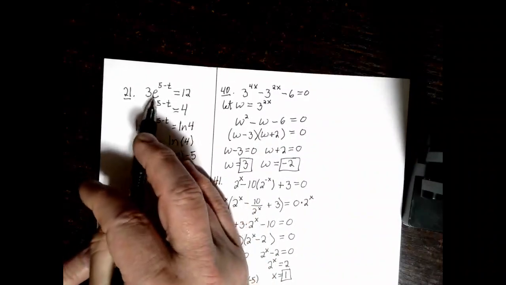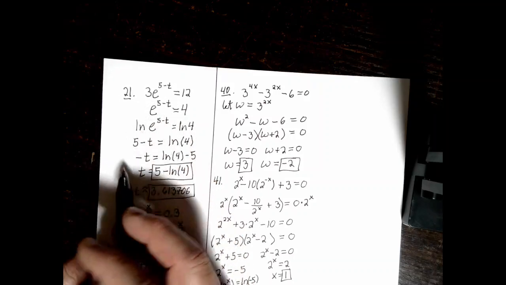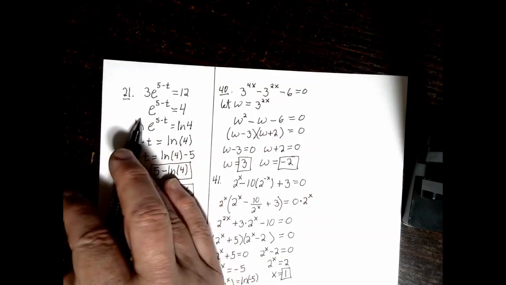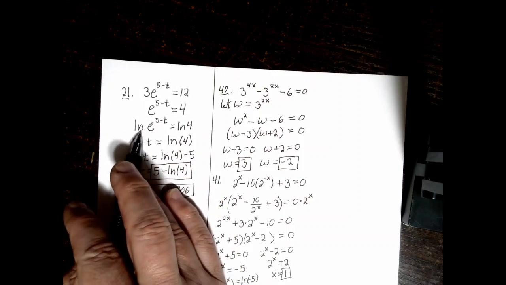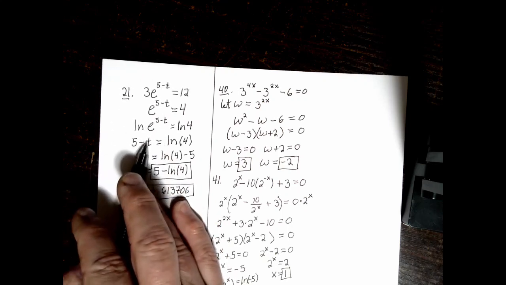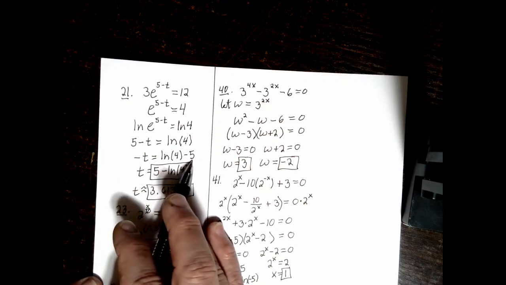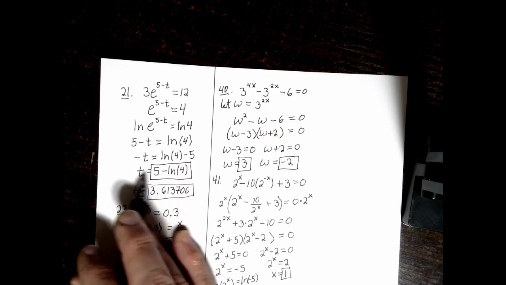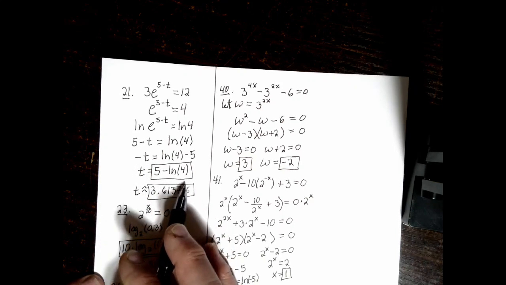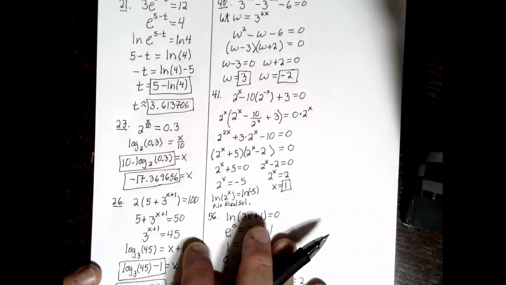21, you got 3 times an exponential equals 12. So get rid of the 3 by dividing by 3. And now you can take the log of both sides, ln, both sides. And when you do that, that means log base e of e to an exponent. And so your answer on the left is just the exponent. Okay, so if you subtract 5, you get this. If you multiply by a -1, it becomes positive 5 and negative ln of t. So there's your exact answer, and there's your approximate answer.